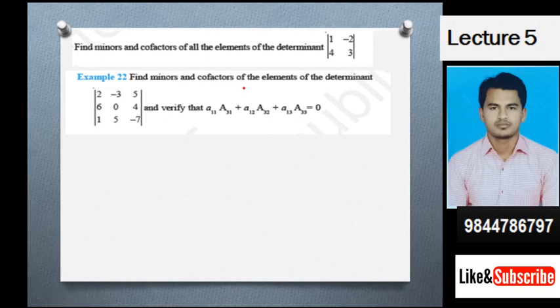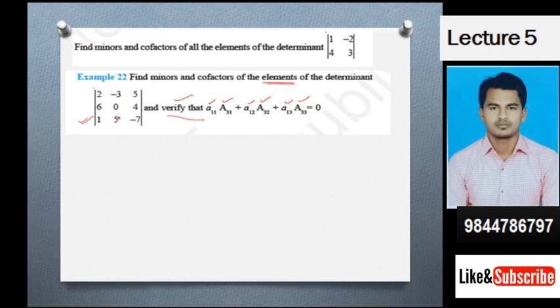It's asking to find the cofactors and minors of the elements of the given determinant, and verify that A11 A31 plus A12 A32 plus A13 A33 equals 0. I need to verify whether this statement is true or false. See here, this is an element, this is its cofactor, this is an element, this is its cofactor, this is an element and this is its cofactor. We are multiplying elements with cofactors of a row or a column, isn't it?